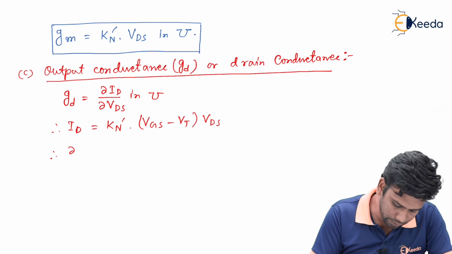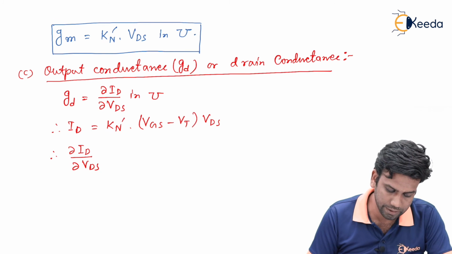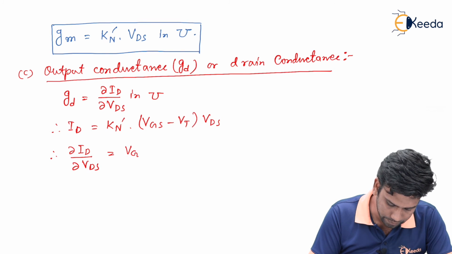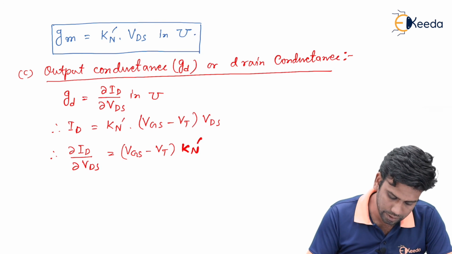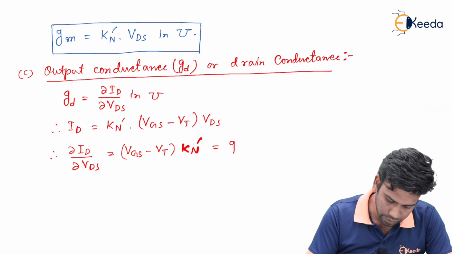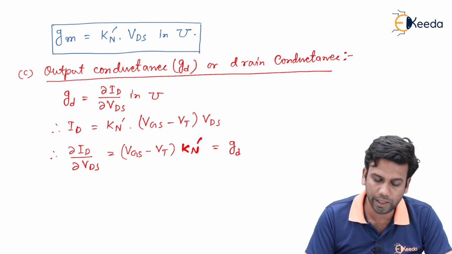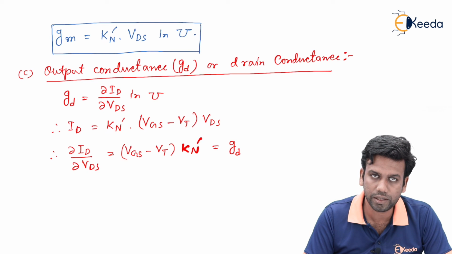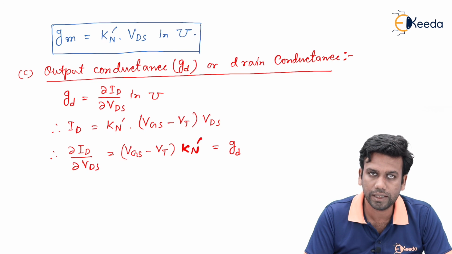So, if I find the value of del ID by del VDS keeping VGS constant, we can get the value like this: VGS minus VT into Kn dash. So, this is nothing but the value of output conductance GD of the NMOS in the triode region. So, in this way we can see that in the triode region we can find three parameters: GD, GM and RDS. So, this is all about the operation of the NMOS transistor in the triode region.